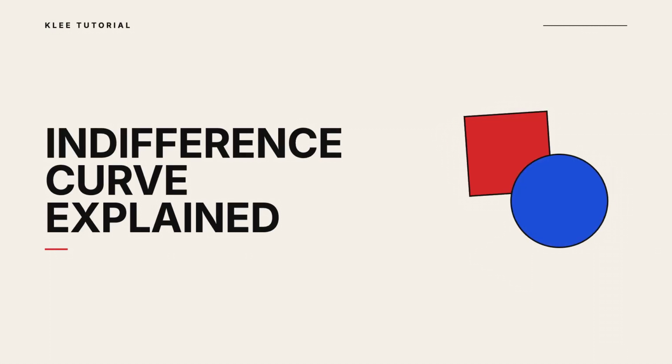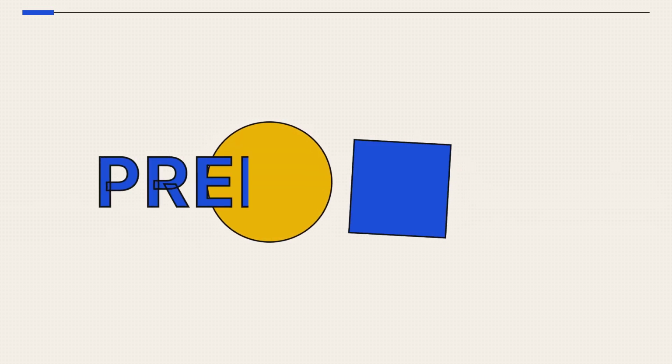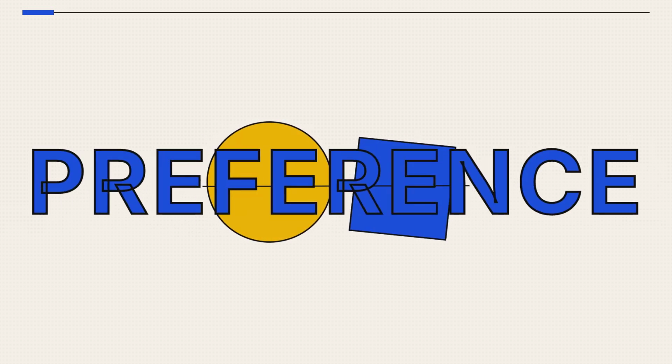Have you ever wondered how people decide between two different things they like? Let us break down the indifference curve. At its core, this concept is about mapping out what makes a consumer equally happy across different combinations of goods.